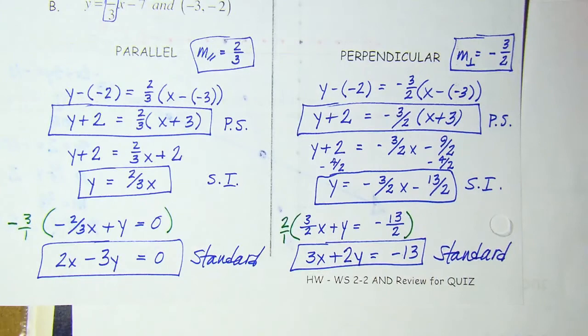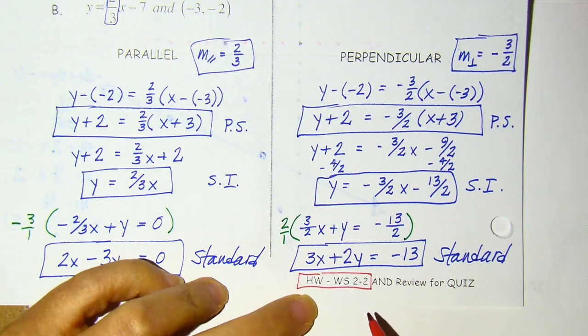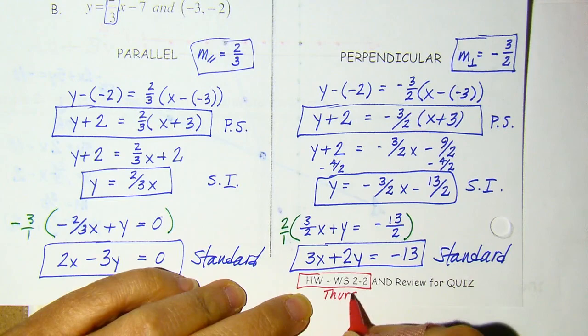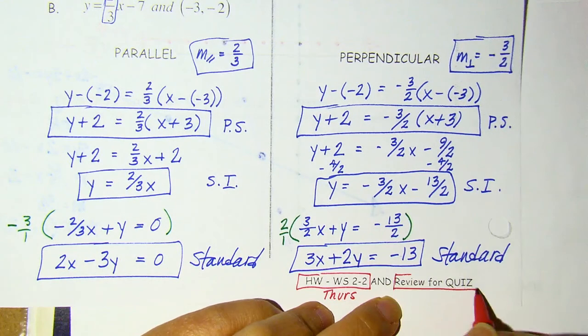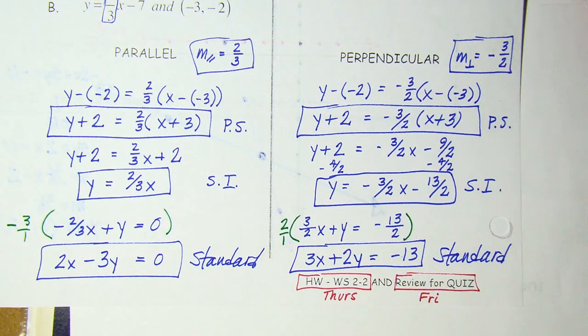So, if you have questions, something didn't make sense after you have rewound the video, post a comment on the discussion post or ask a question in class. Now, this worksheet 2.2 is your, I believe, Thursday's homework. Okay, and then the review for the quiz is Friday's homework. All right, because I'm not in class those 2 days. So keep that in mind.